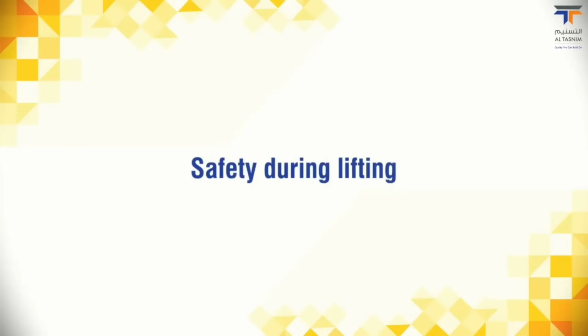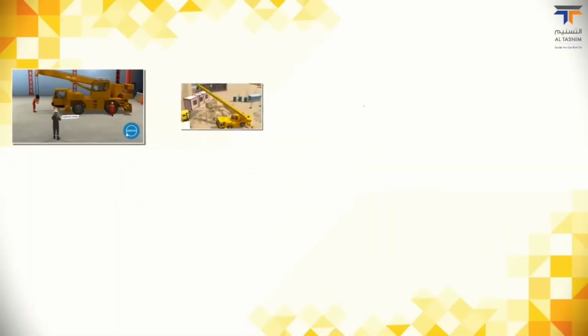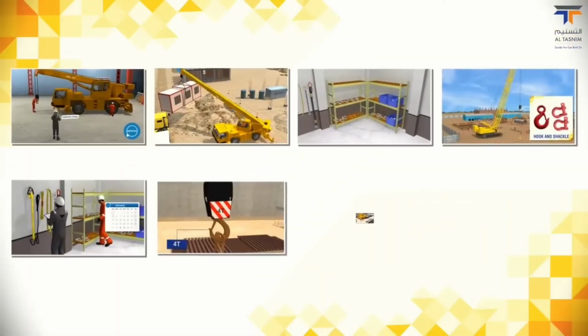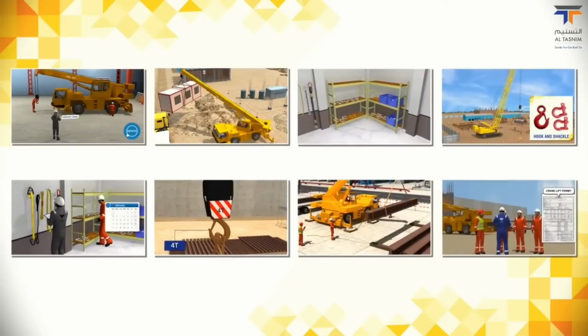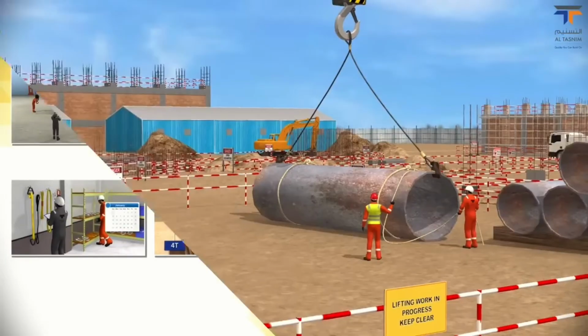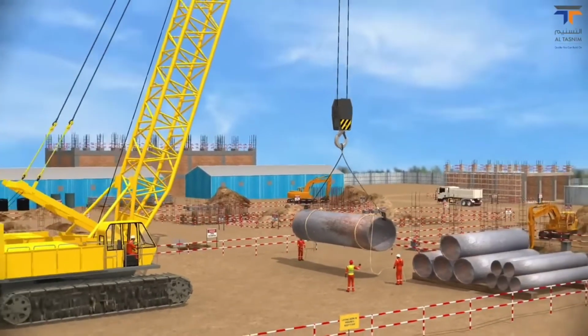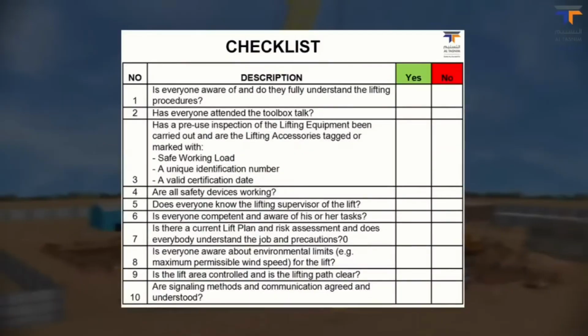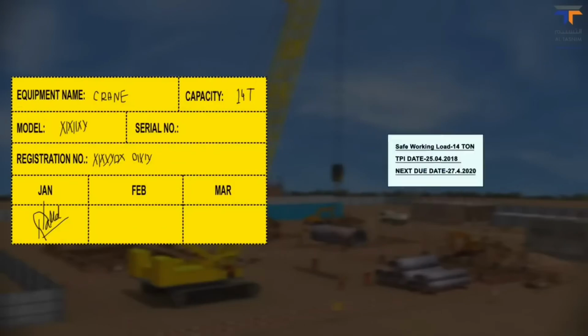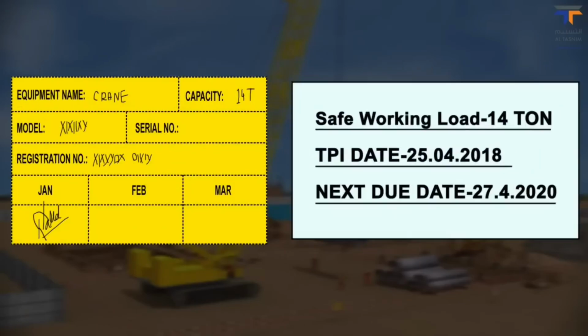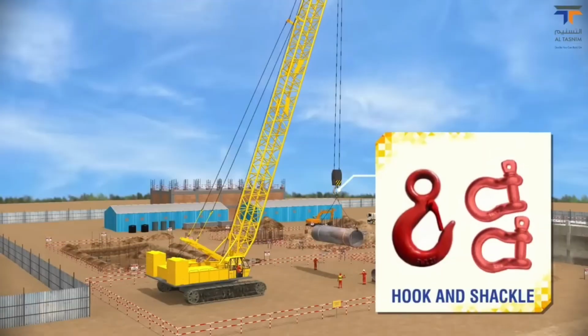Safety during lifting. Now, let us understand the safety rules to be followed while performing a lifting operation. During loading and unloading, please follow a 10-point checklist. All equipment should have an inspection tag and specify their capacity to lift weights. Only those hooks and shackles must be used, which indicate safe working load on them.